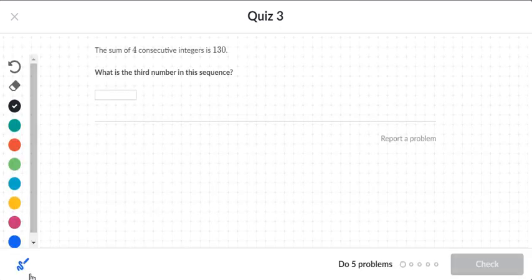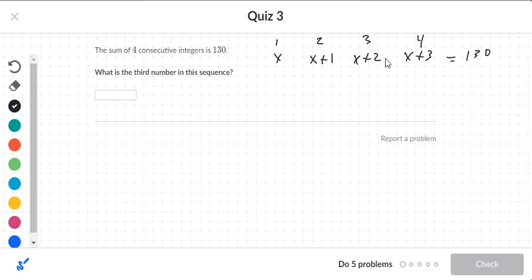Okay, so we have the following. It says the sum of four consecutive integers is 130. So four consecutive integers: we got 1, 2, 3, 4. This is x. This would be x plus 1, because to go from 1 to 2 you add 1. To go from 1 to 3 you add 2. To go from 1 to 4 you add 3. Notice the countdown: plus 1, plus 2, plus 3. This is equal to 130.